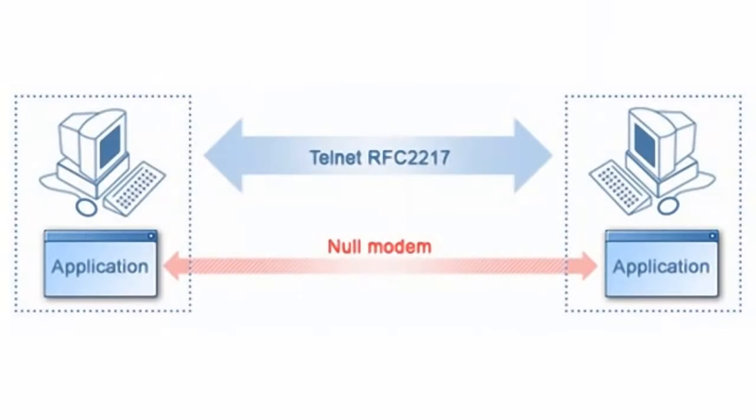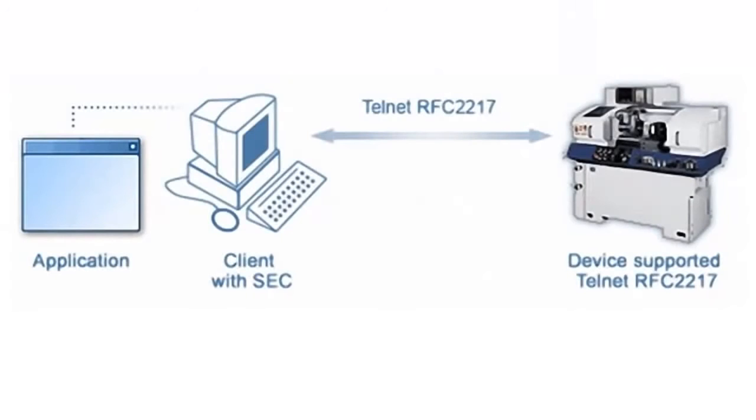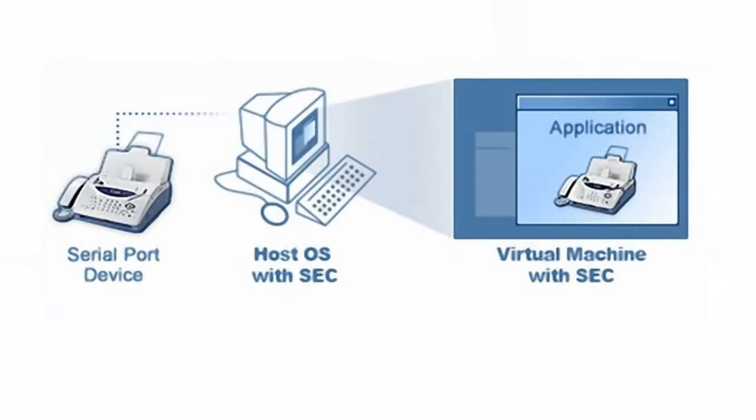Connect two applications installed on different PCs via LAN or Internet with the help of virtual serial ports. Connect to a remote device, which supports the Telnet RFC2217 protocol, and communicate with it as if it were connected locally. Work with a serial port device on a virtual machine, in case the application which is supposed to communicate with the serial device does not support the OS of the server PC.